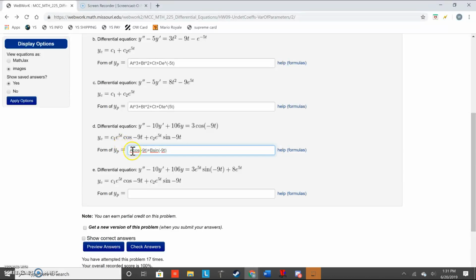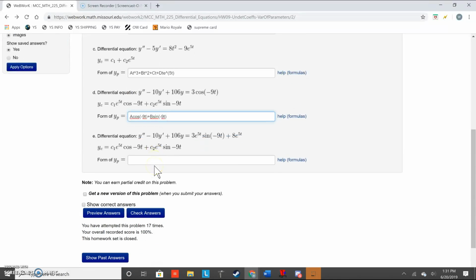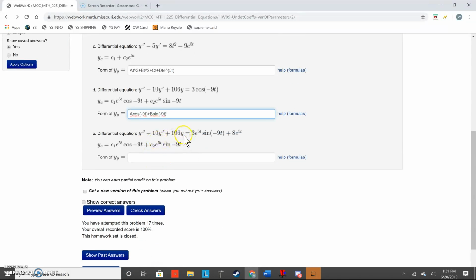After this we check, make sure none of these match up or cancel out. Some people may think that this would cancel out since there's the cosine of negative 9t, but since both of these terms are multiplied by e to the 5t, they won't cancel out with these over here. So these should be good. Let's head down to the last question right here.